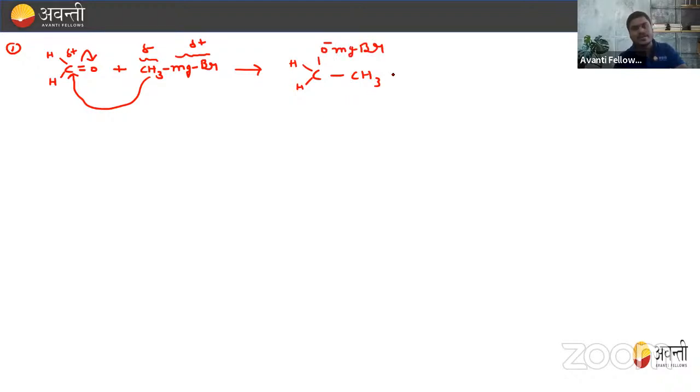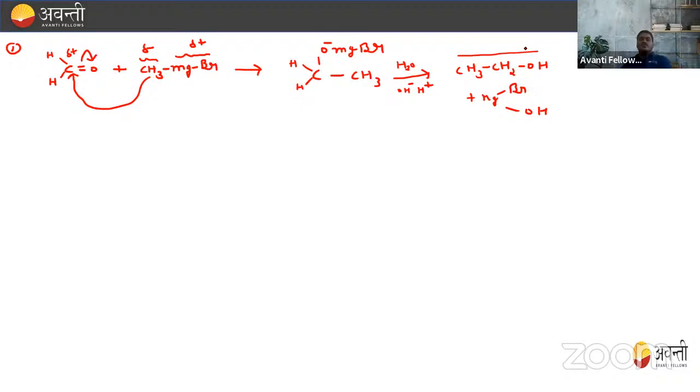In the next step, just do the hydrolysis. We know that water has which parts? That is OH negative and H positive. So what will take place, beta? That is CH3, CH2, O and H, and MgBr and OH will be removed. So what will you get, beta? You will get primary alcohol. So if we treat formaldehyde with the Grignard reagent, you will get the primary alcohol, right? Understood? If you treat formaldehyde with the Grignard reagent, you will get primary alcohol.